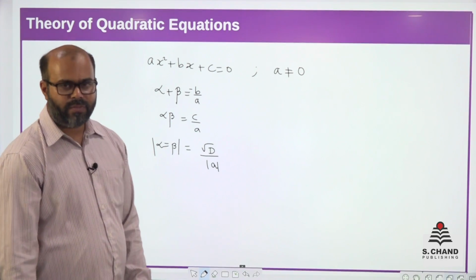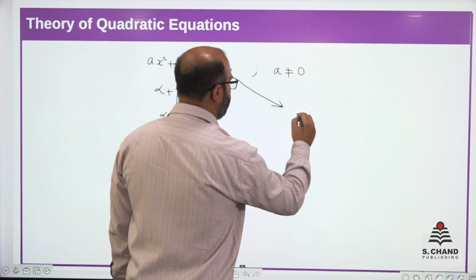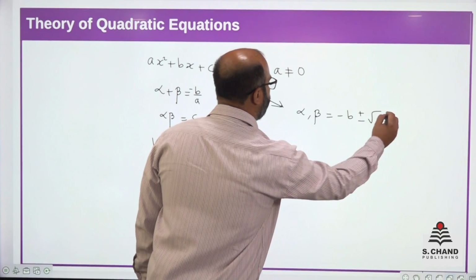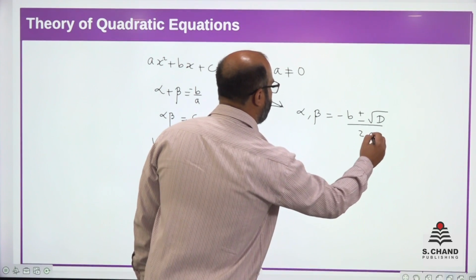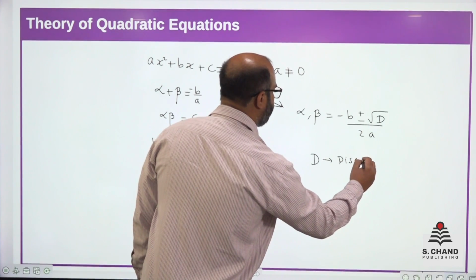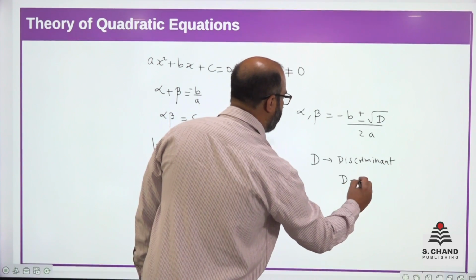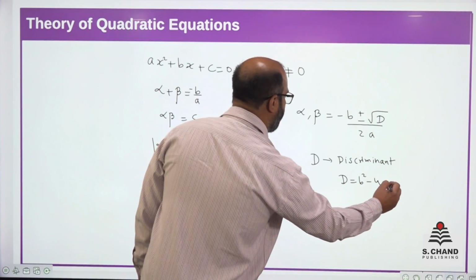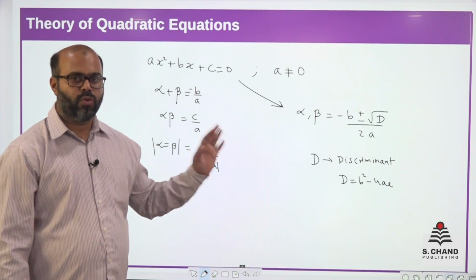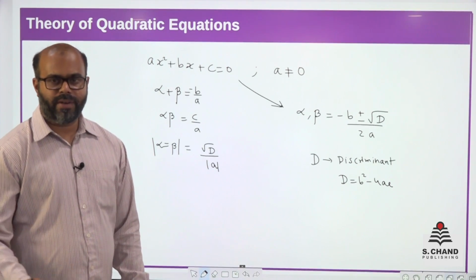From where do we get these values? If we solve this quadratic equation, then alpha and beta come out to be minus b plus minus root over d by 2a. What is d here? D is the discriminant, and the discriminant is b square minus 4ac. So these formulas we need to memorize, and we have done these formulas from class 10th only, so it is not a big deal.